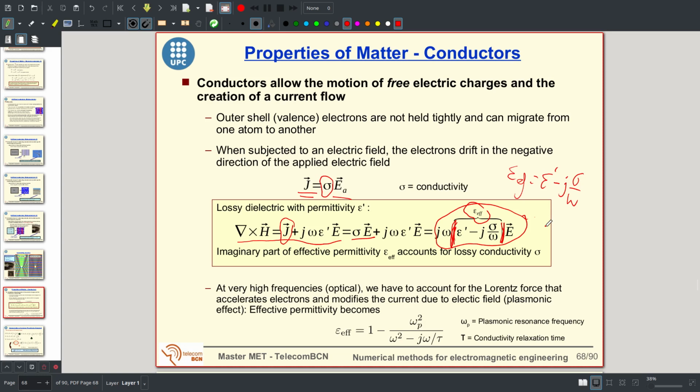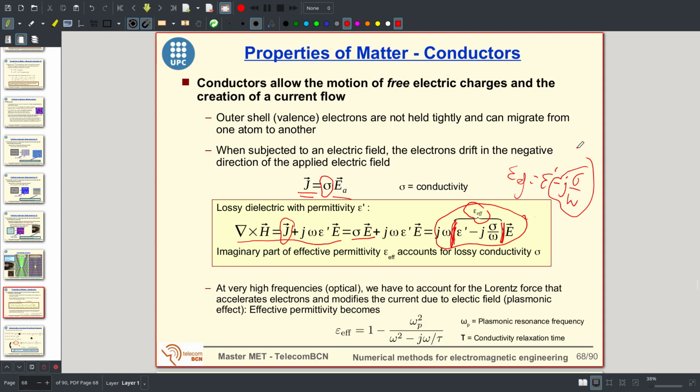Remember that in engineering we don't want to deal with the microscopic properties of materials like they do in physics. We work with equivalent epsilon and mu whenever possible, and in this case for conductors we have a complex equivalent epsilon where the imaginary part accounts for the effect of the conductivity.